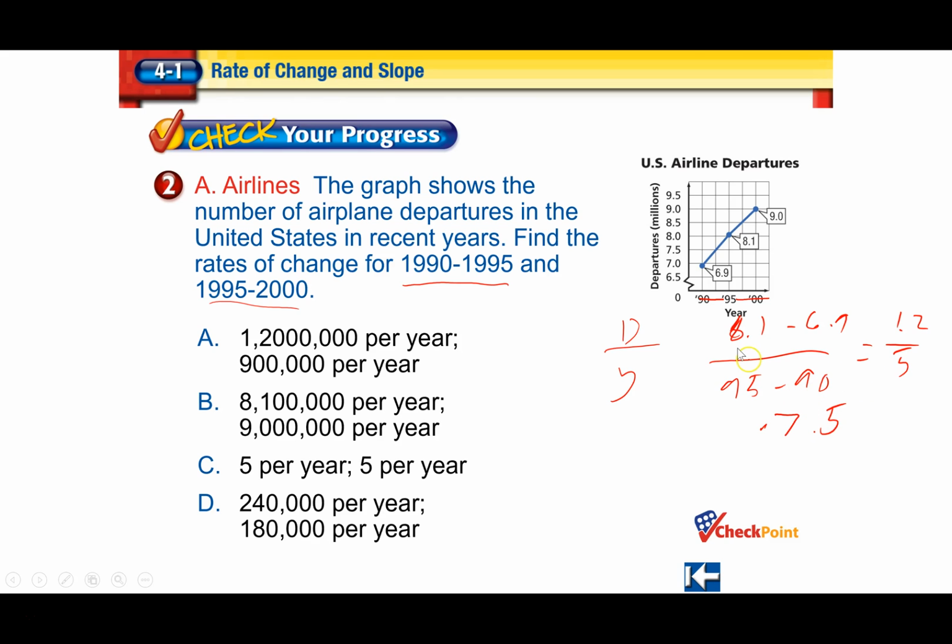Don't think that's right. Calculator error. After I use clear, 0.24. There we go. That looks closer to something that's over here. All right, to find the other one, it's going to be 9 minus 8.1 over 5. That's going to come up to 0.9 over 5. Divide that out, it's going to come to 0.18. Convert that into thousands, that would be D, 240 and 180, or 240 per year and then 180 per year.